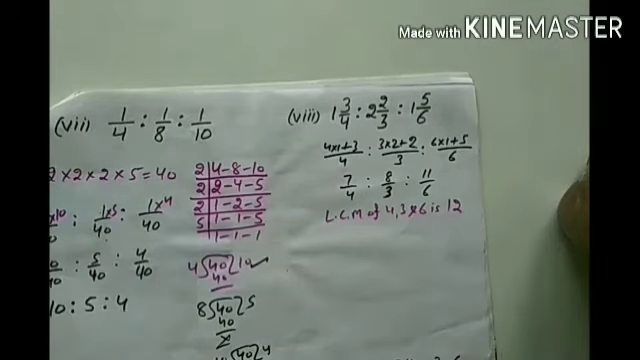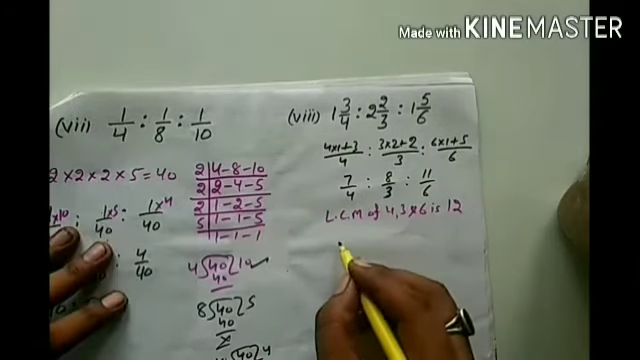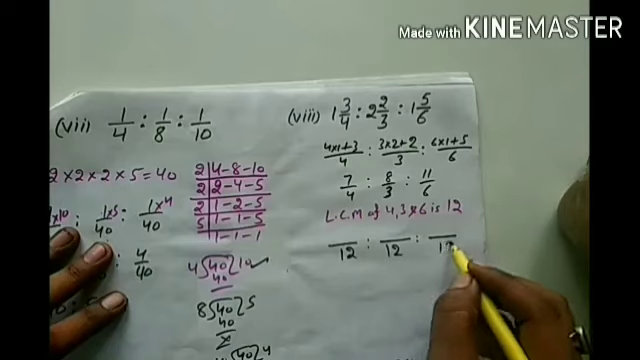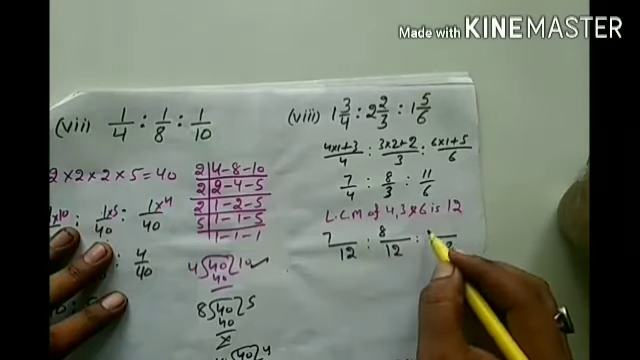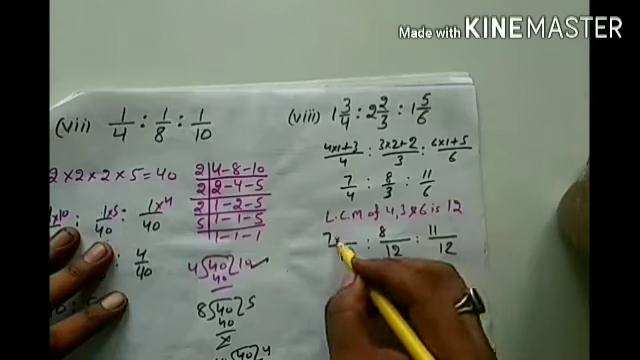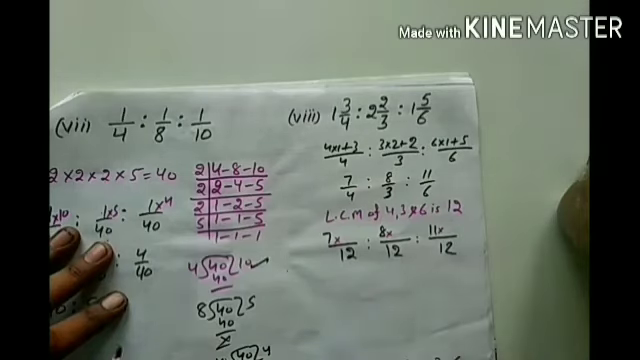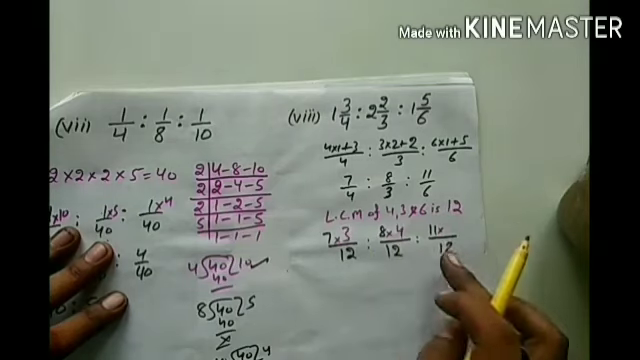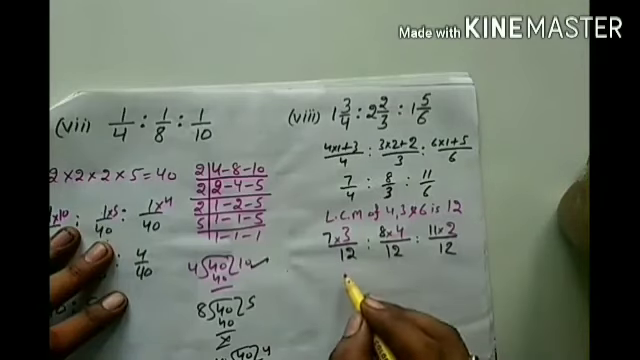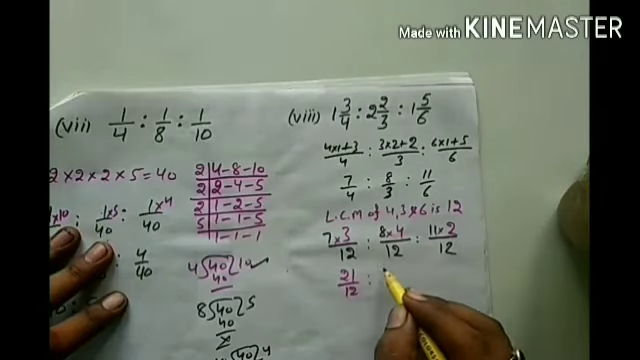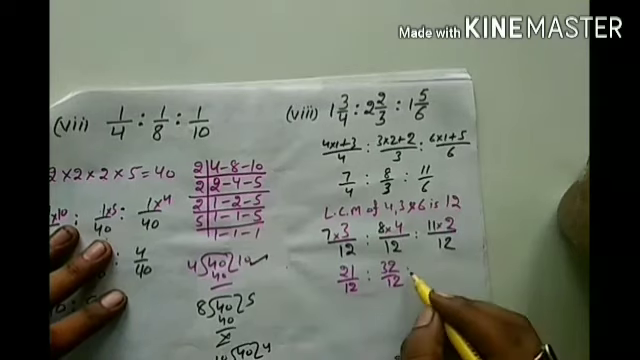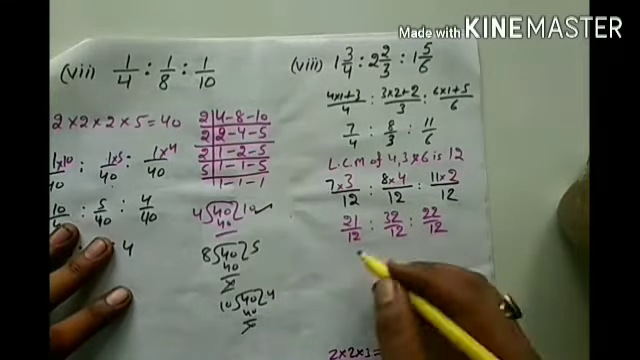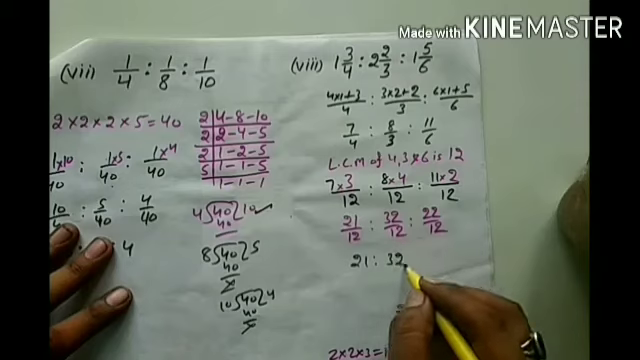Now I will write 3 fractions having the same denominator, that is 12, 12, 12, and numerators 7, 8 and 11. 12 divided by 4, that is 3. 12 divided by 3, that is 4. 12 divided by 6, that is 2. Now 21 over 12, 32 over 12 and 22 over 12. Now you can see we can skip 12, 12, 12, leaving 21, 32 and 22.